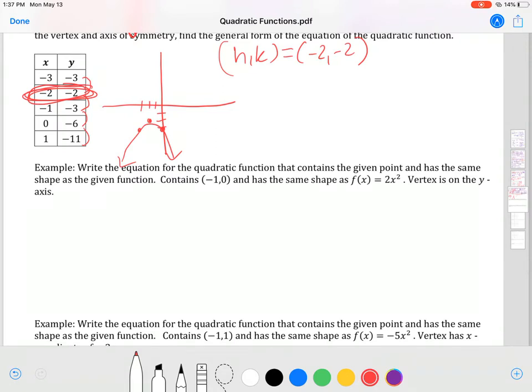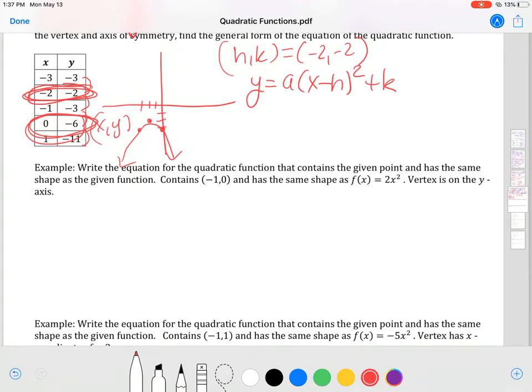So I just have to pick another point to plug in for x and y so I can find my a. And whenever you're given the opportunity, try to pick a point that has 0 in it to make the arithmetic easier. I'm going to use this for my xy point. So I have y is equal to a times x minus h squared plus k. I have everything I need except for my a. I'm going to plug everything in.